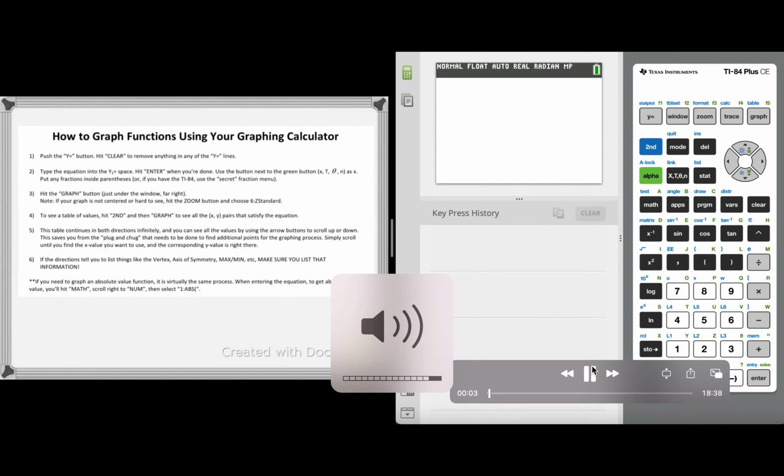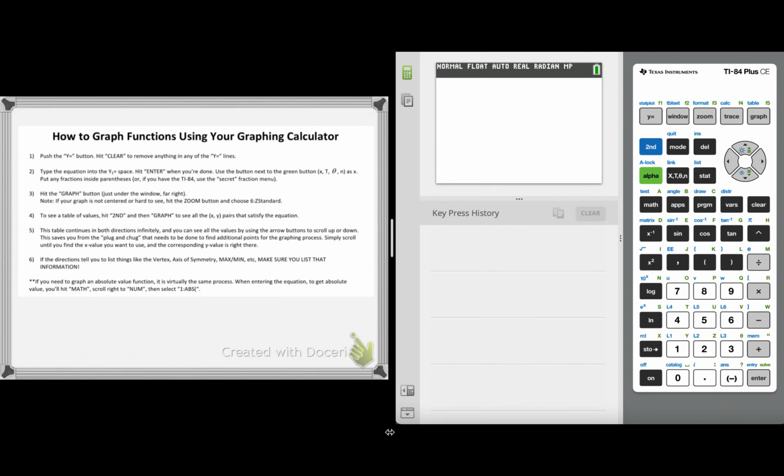Everyone, this video will teach you how to graph functions using your graphing calculator. So what I'm going to work through with you today is through page 5 of your note packet. We're going to work through a few examples that are relevant to what you've recently learned, which is how to graph quadratic functions in vertex form, as well as how to graph absolute value functions.